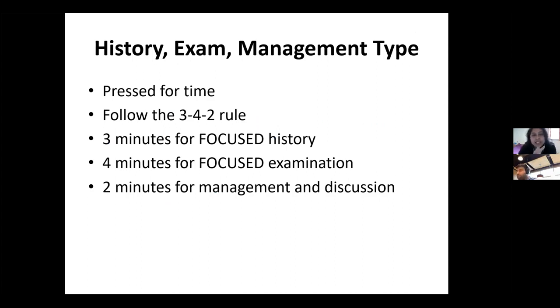So for the history, exam, and management type of acute scenarios, these are stations that are very, very pressed for time. So everyone feels a little pressed for time in these stations. What I like to do is follow the 3-4-2 rule. I'm not sure if anyone's heard about it before. It's basically when you allocate minutes for each aspect of the scenario. So 3 minutes for your history, 4 minutes for your examination, and 2 minutes for your management and discussion.